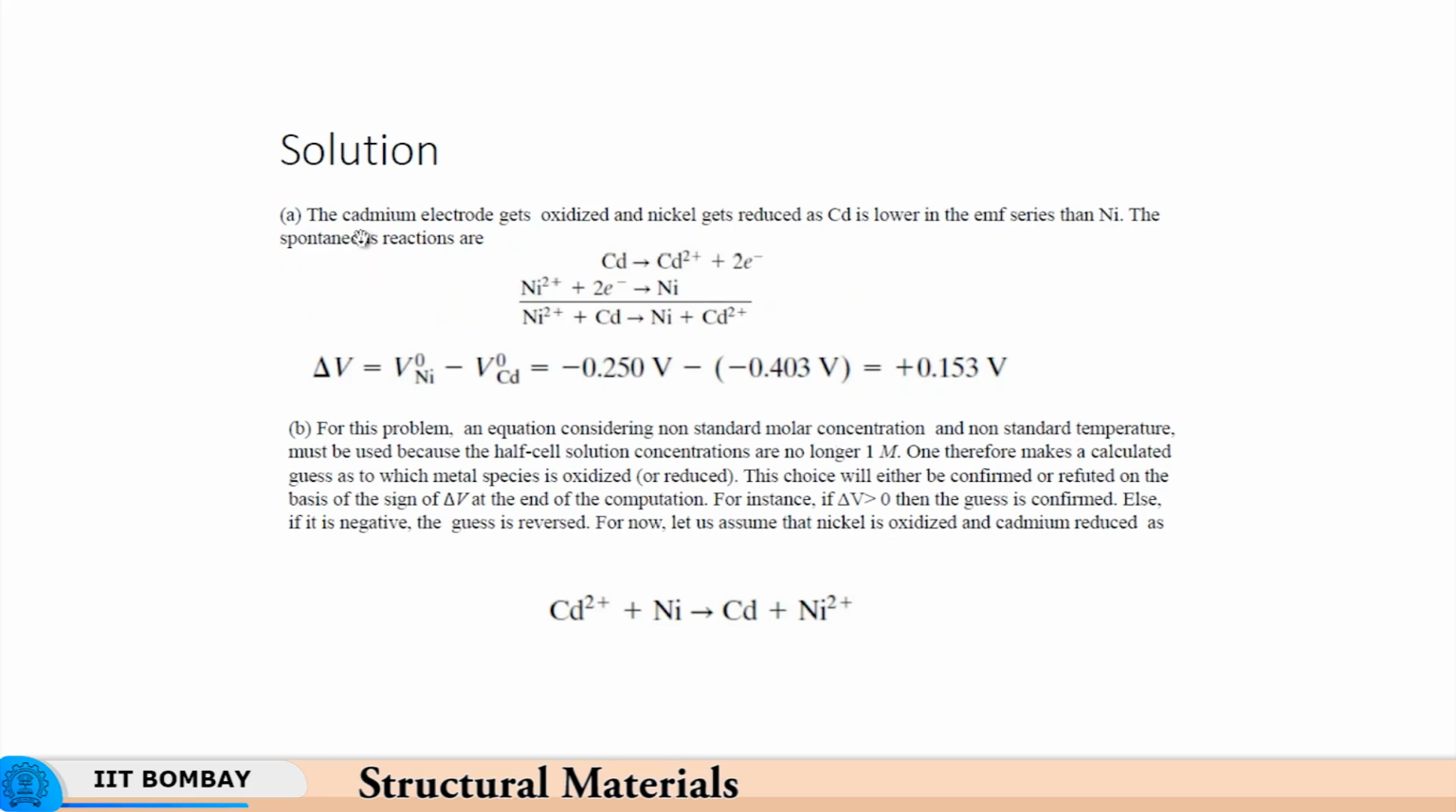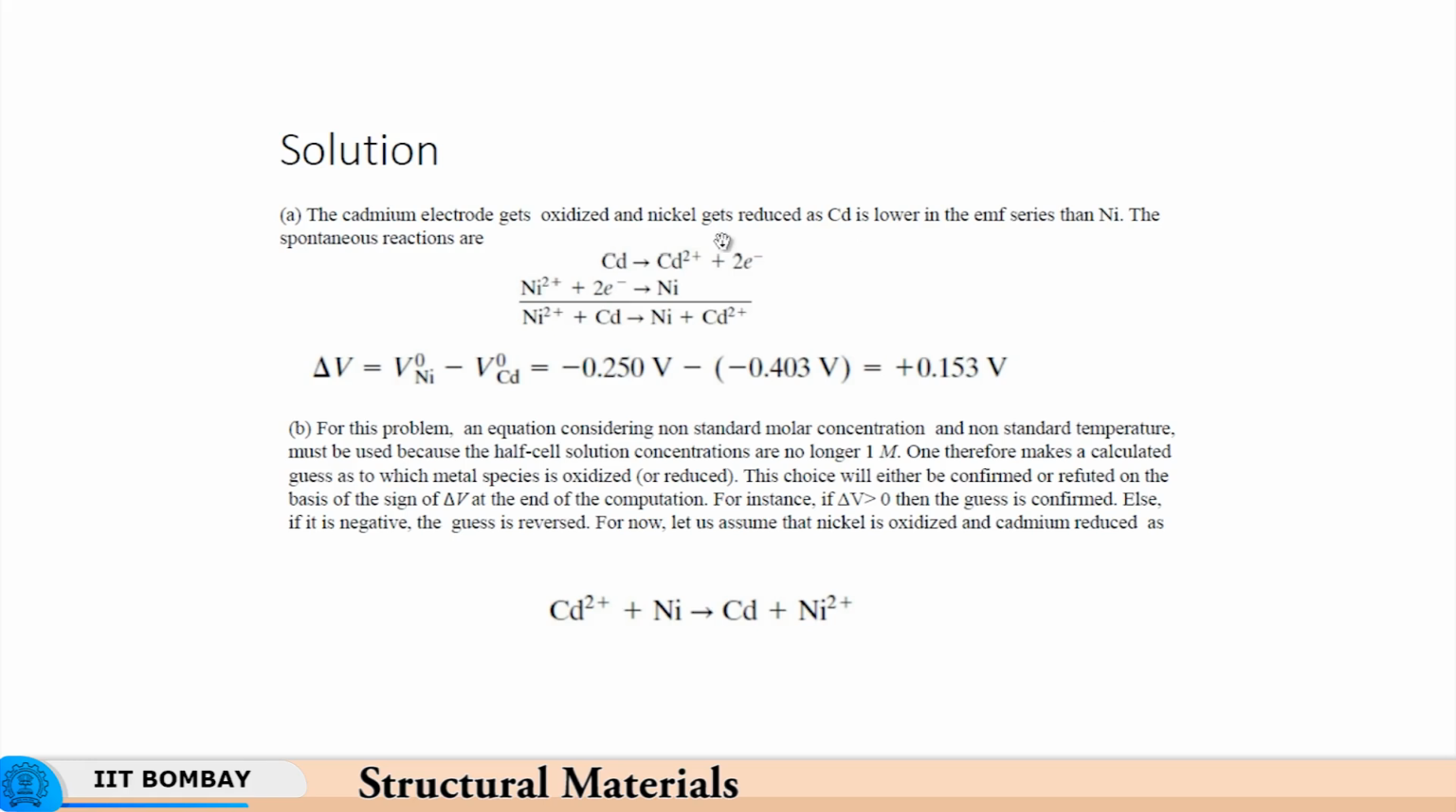So, the first part is fine, the cadmium electrode gets oxidized and nickel gets reduced, because in the EMF series, cadmium is lower than nickel. So, cadmium is lower than nickel means nickel is more cathodic, lower means anodic. So, if anything is below in the EMF series, then it is more anodic. So, Cd is more anodic to nickel, right.